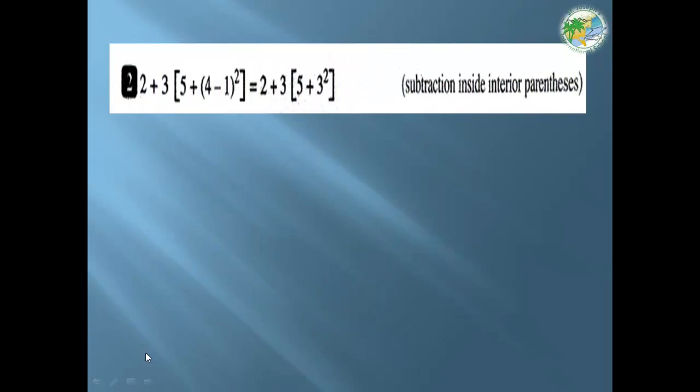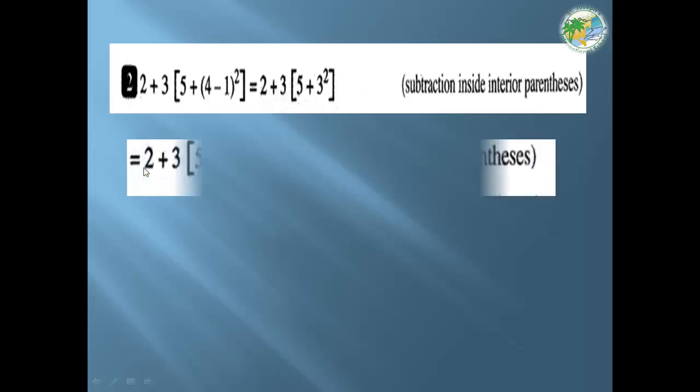Number 2, 2 plus 3 times 5 plus 4 minus 1 power 2. Okay. Now we have two brackets. We can solve the brackets from inside brackets and then outside brackets. Okay, so subtraction inside the interior brackets, which is 2 plus 3 times 5 plus 3 power 2, since 4 minus 1 equals 3, so 3 power 2. Okay, we don't solve any other numbers for this expression, just according to the order.